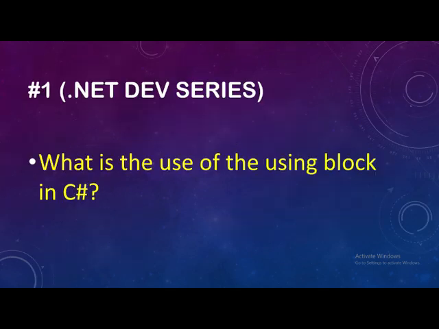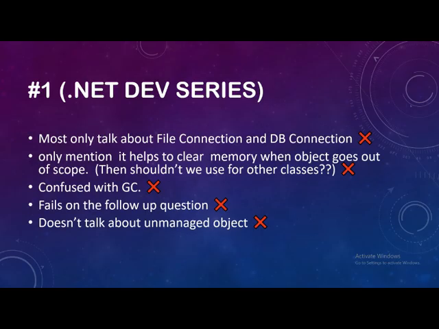The question is, what is the use of the using block in C#? The question appears very simple, and most likely people will say that it helps to clear memory when an object goes out of scope. But when you ask them why you are not using it with all other classes, why only with specific classes, the candidate will say that I have used it with SQL connection or with a file. But then they will not be able to answer why they have not used it with any other classes.